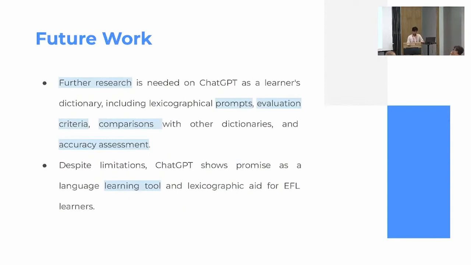Future work that can be researched is, for example, to compare ChatGPT with other dictionaries, maybe in other languages as well, or lexicographical prompts: how do we use ChatGPT for dictionary use effectively? And also the evaluation criteria. Maybe there are better criteria for evaluating ChatGPT in terms of microstructure or dictionary use. And despite the limitations, ChatGPT shows promise as a language learning tool and lexicographic aid for English as a foreign language learners.